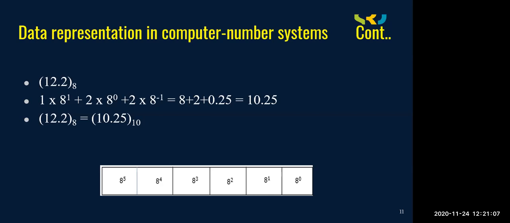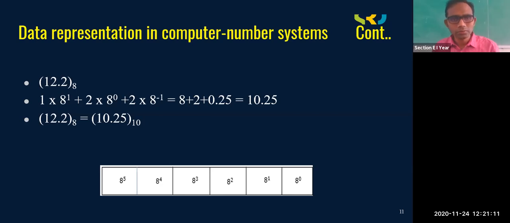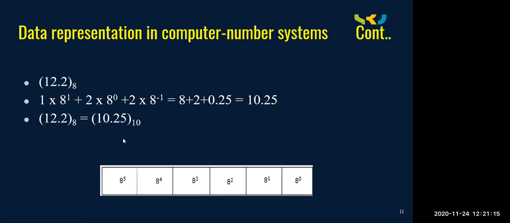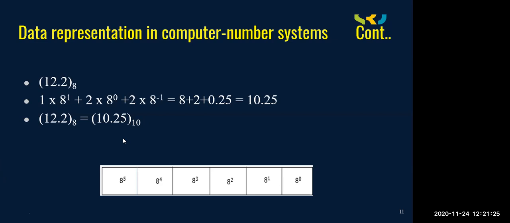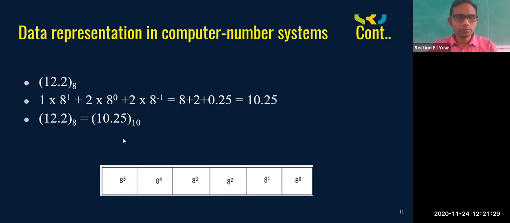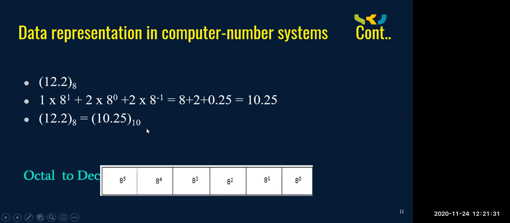Answer 10.25. Base 10, it is clearly written. Base 10 means decimal. We are converting octal number system into decimal. Is it clear?